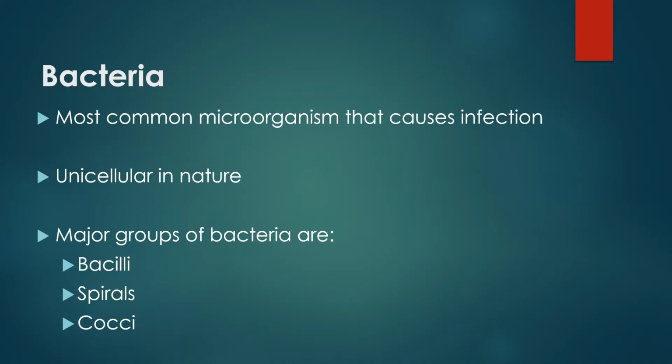Unlike their counterpart the virus, which we'll talk about in a minute, bacteria can survive on their own, and they replicate by the process that we call binary fission. In the next few slides we'll look at binary fission, where the cell divides and produces two daughter cells that are identical to the initial primary cell that we're looking at. Major groups of bacteria are bacilli, spirals, and cocci. That's not really important at this point, but it's nice to know that bacteria can group themselves into bacilli, spirals, or cocci.